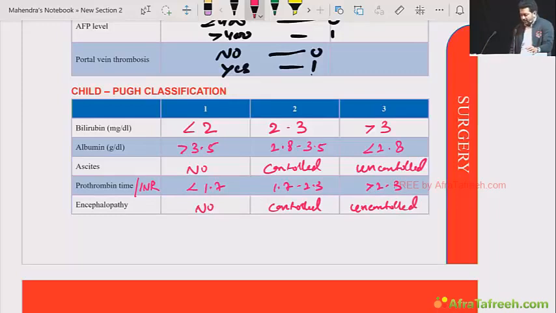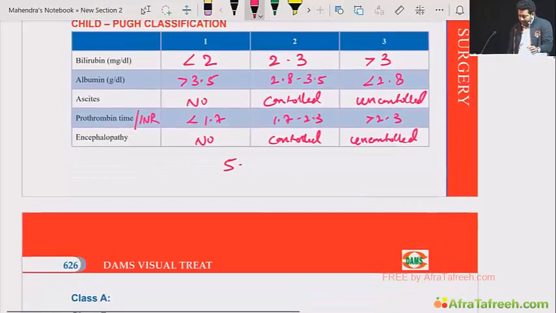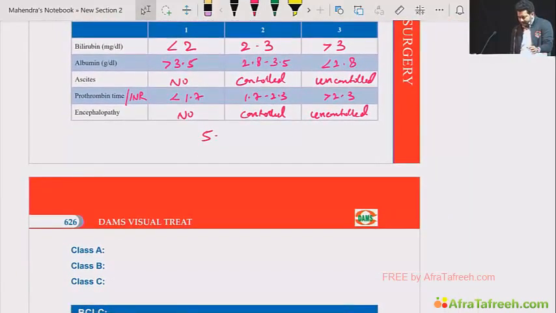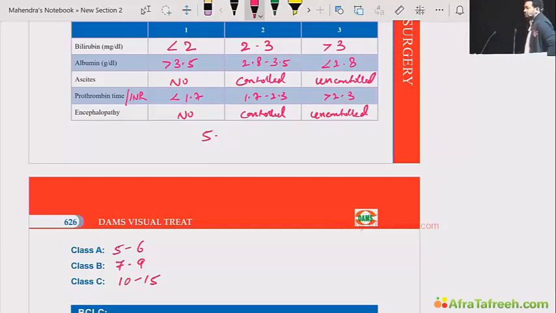Okay, so the score can range from 5 to 15. If there are 5 to 6 points, it is class A. 7 to 9 points, it is class B, and 10 to 15 is class C. So patients who have Child-Pugh score A are the patients who have good hepatic reserve. So in these cases, you can go for major hepatic resections. Major hepatic resections can be done in these cases.